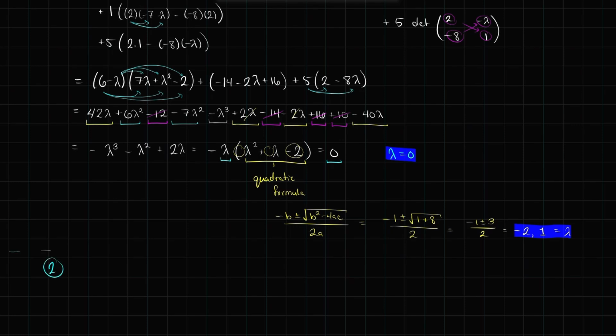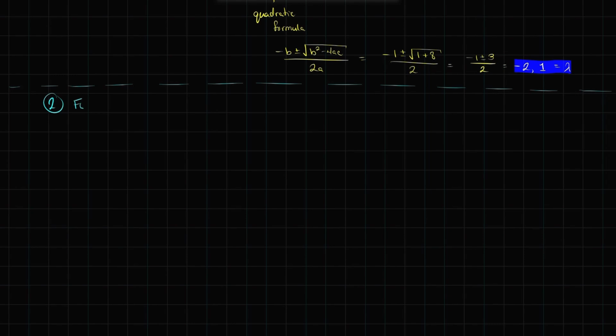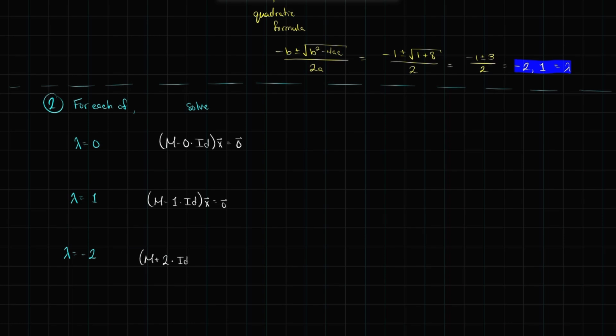In step 2, for each of these lambdas, I'm going to solve the eigenvector equation. Say for each of, let's do my lambda equals 0 case here, my lambda equals 1 case, and my lambda equals negative 2 case. We're going to solve the following. M minus lambda, which in this case is 0 times the identity, on x equals the 0 vector. M minus lambda, which is 1 times the identity, times x equals the 0 vector, and M minus lambda, which is negative 2, plus 2 times the identity on x equals the 0 vector.